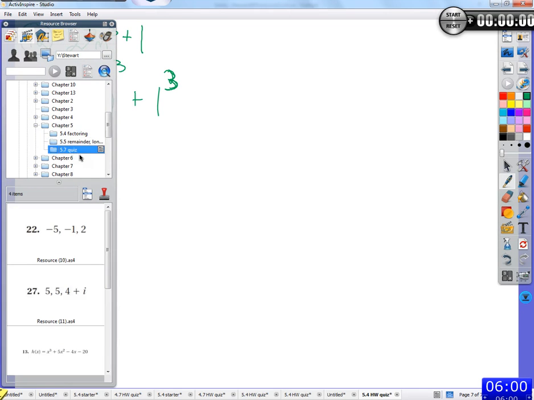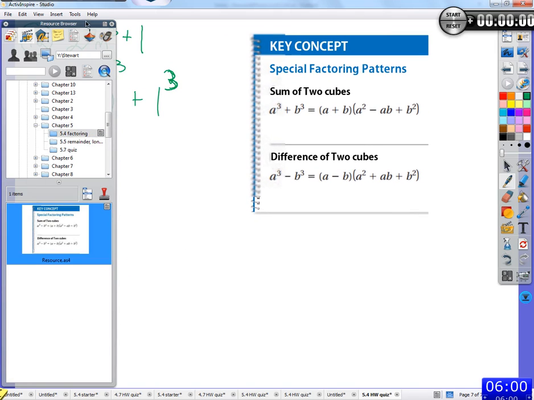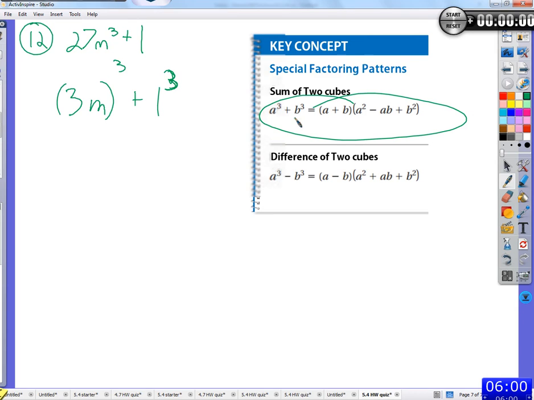And we take a look in the books. Yes. We have sum of cubes, difference of cubes. So here's our sum of two cubes. This is A. This is B. So A cubed plus B cubed factors in this way: A, which is 3m, plus B, times A squared. Well, if we square 3m, what do we get? 9, that's 3 squared is 9, and m squared is m squared. Okay, next comes minus A times B. What will A times B give us? 3m. 3m times 1 is 3m. Plus B squared, B is 1, 1 squared is 1.